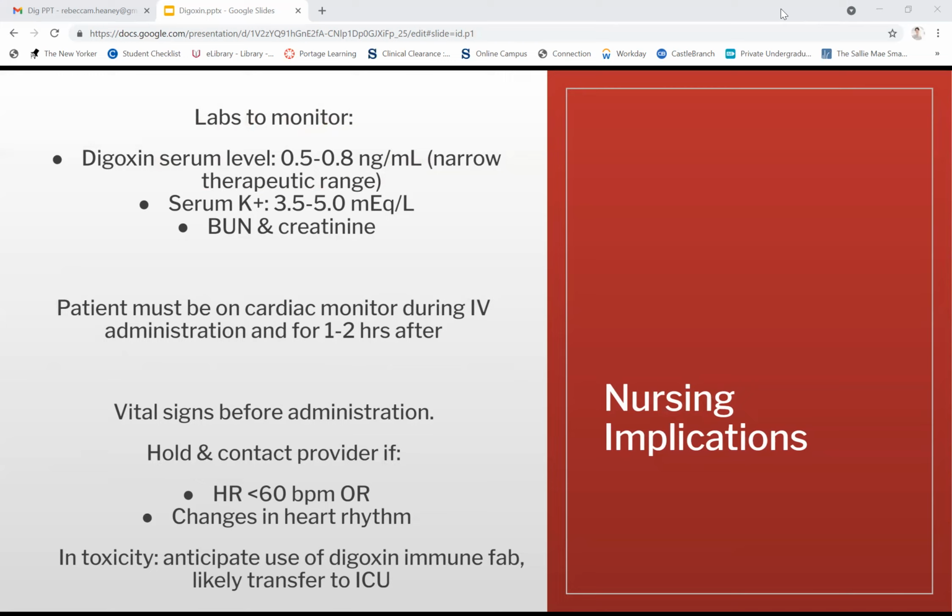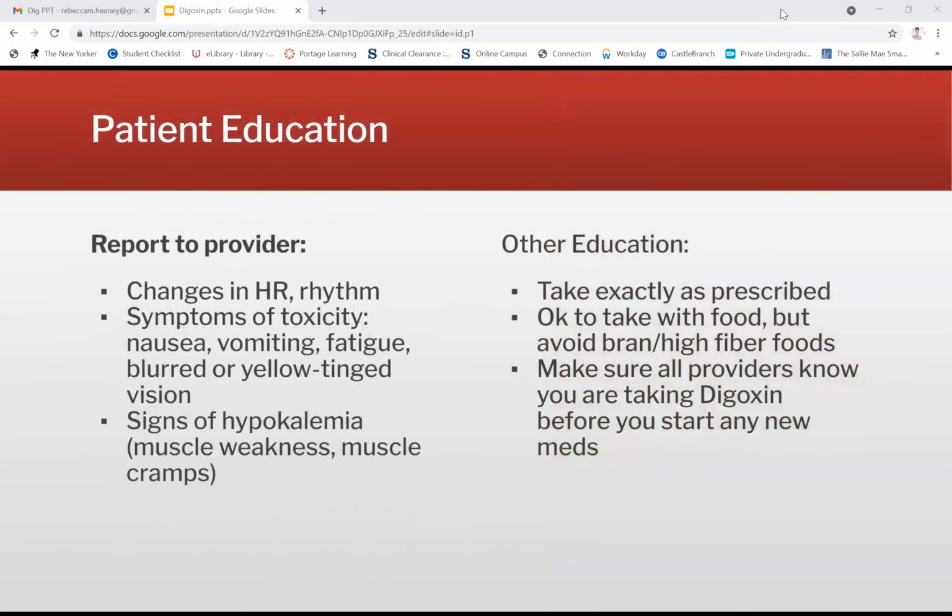In cases of digoxin toxicity, we should anticipate the use of the reversal agent digoxin immune fab or Digibind, and the patient may need to be transferred to the ICU. In terms of patient education, there are a few things that the patient should be taught to report to their provider immediately. They should take their own pulse and report changes in rate or rhythm. They should also report symptoms of digoxin toxicity like nausea, vomiting, fatigue, blurred or yellow tinge vision.